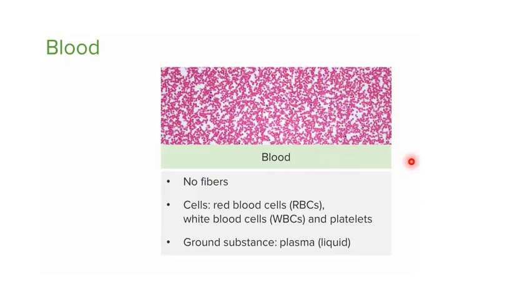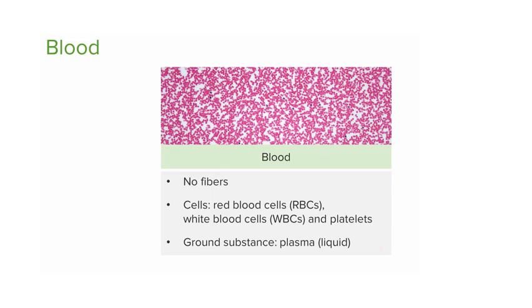All right. So here's the other type of connective tissue: your blood. You're not going to have any fibers. Obviously, right? No fibers in the blood. What kind of cells are you going to have? You're going to have white blood cells and red blood cells, and you're going to have fragments of cells like platelets. Okay? What is your ground substance in the blood?